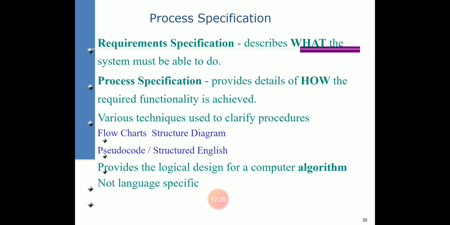The process specification is what the system must be able to do, and it should provide the required details of the functionality. It can be clarified or explained through various techniques like flowcharts, structured diagrams, pseudocode, or structured English. It should provide a logical design for a computer algorithm, and it can be explained in step-by-step logical processes, and no specific language is required. A diagrammatic representation can also easily make customers understand the concept clearly.